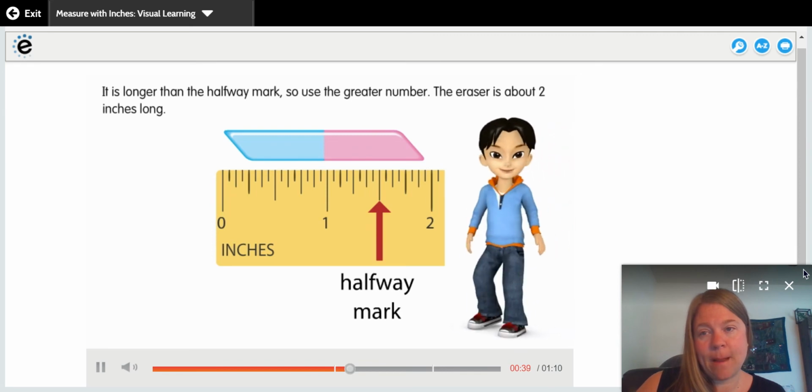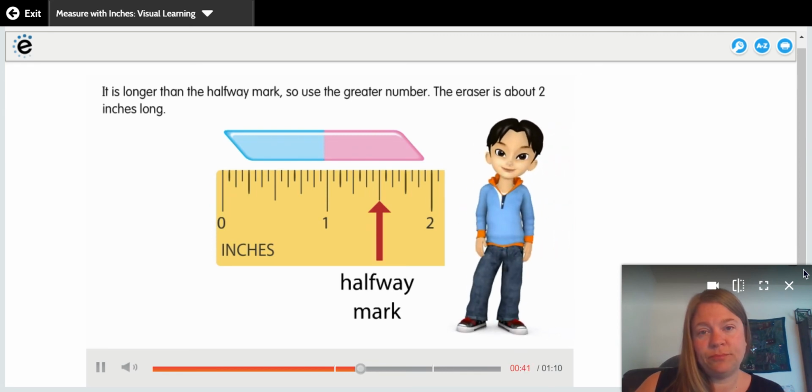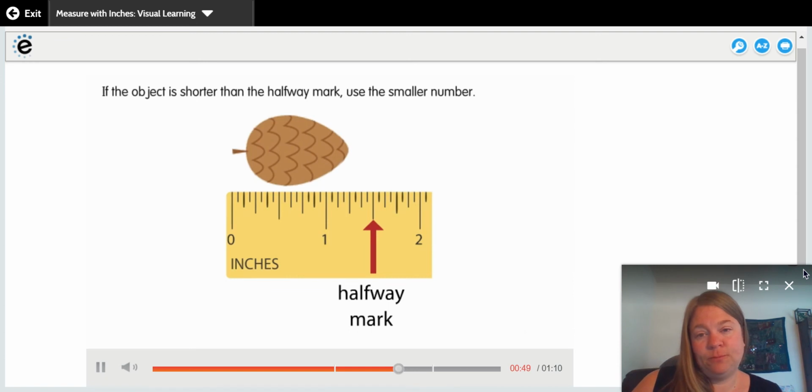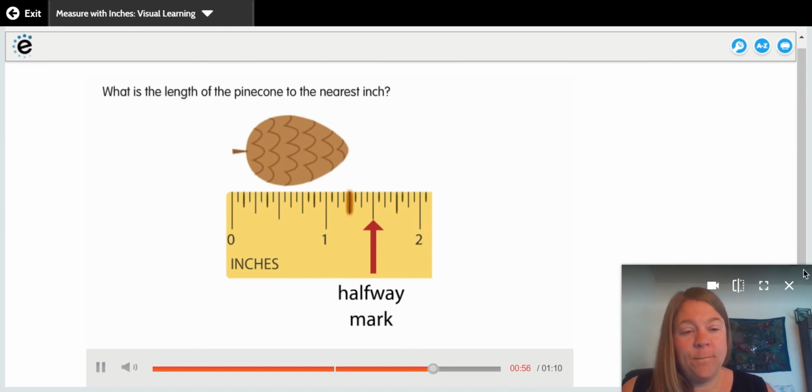It is longer than the halfway mark, so use the greater number. The eraser is about 2 inches long. If the object is shorter than the halfway mark, use the smaller number. What is the length of the pine cone to the nearest inch?